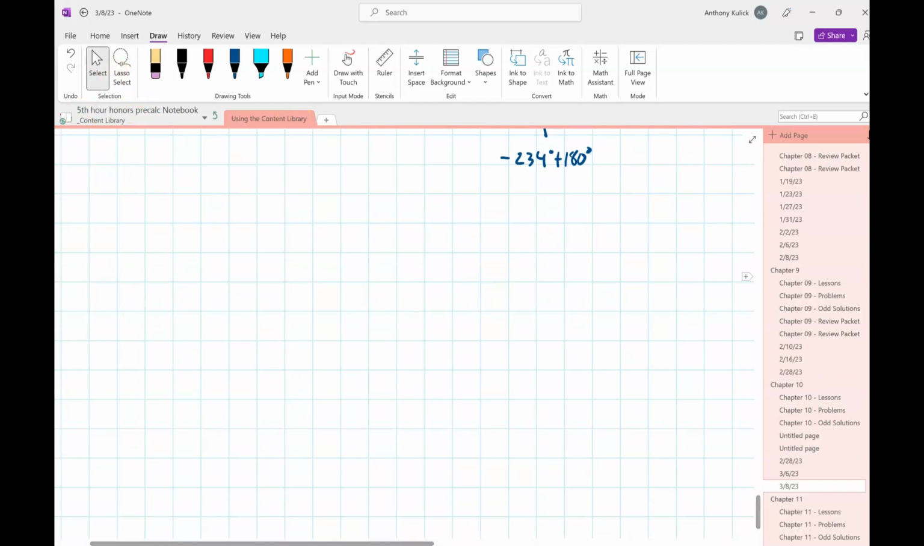Okay. So what we want to do next is figure out a way to convert from polar to rectangular coordinates and vice versa.